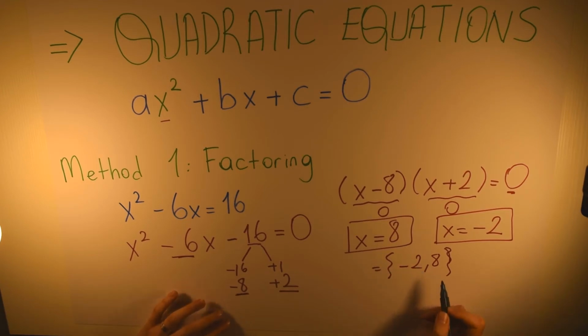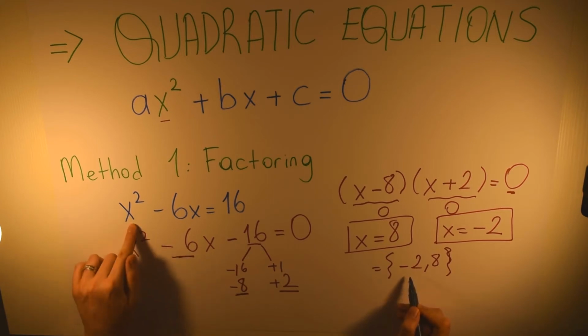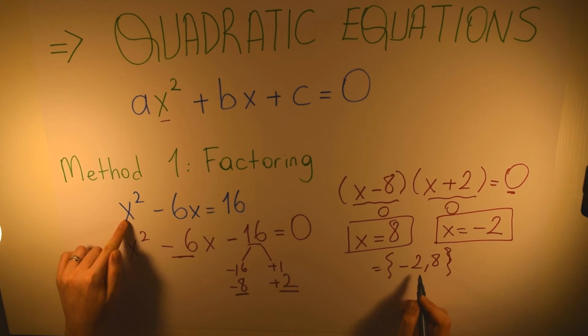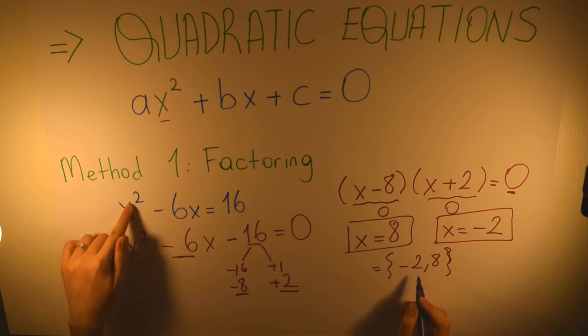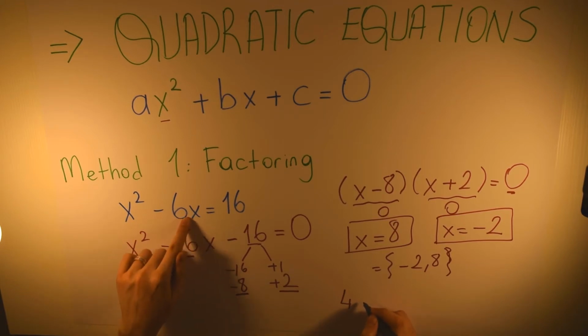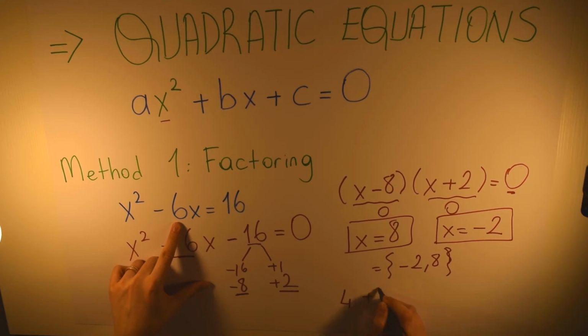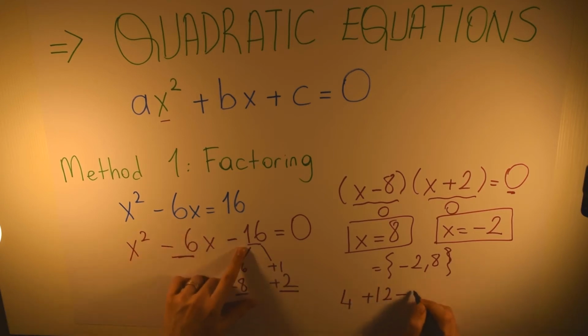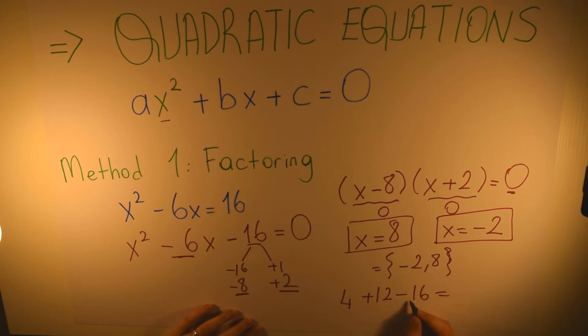Let's check them by inserting them in the original equation. For example, let's put this minus 2 instead of x here. So I get minus 2 squared, which is 4, right? Minus 2 times 6, it's minus 6 times minus 2, which is plus 12, and minus 16. 4 plus 12 is 16, minus 16 is equal to 0. You see, we got 0.